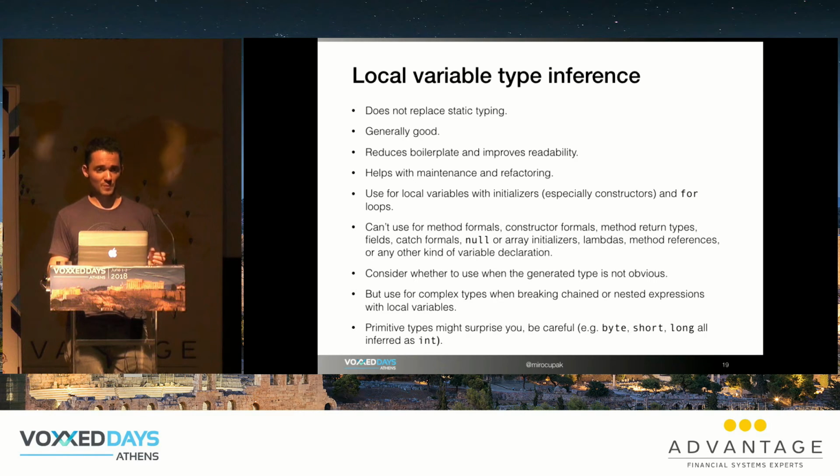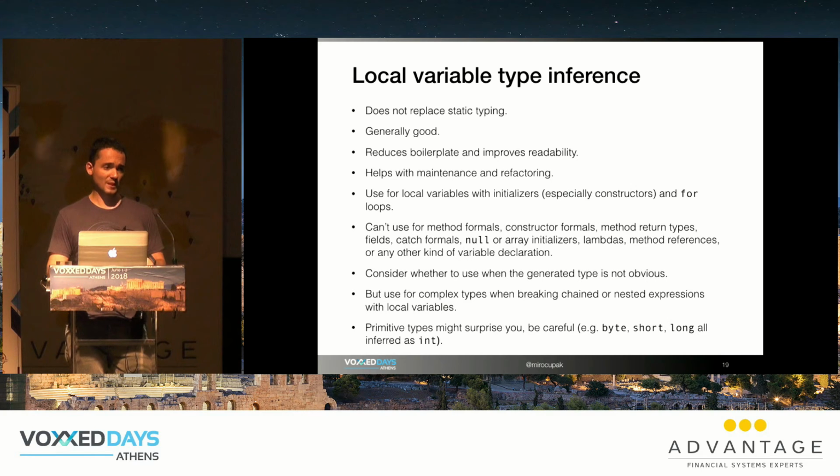We can't use it for a bunch of scenarios, and we've gone through them, particularly fields and API methods. And basically just think carefully about when to use it. When the generated type is not too obvious, it might kind of affect readability. But in some cases, maybe you have some complex types because you're splitting some complicated streams pipeline. It might actually make it easier for you. So just think about it carefully.